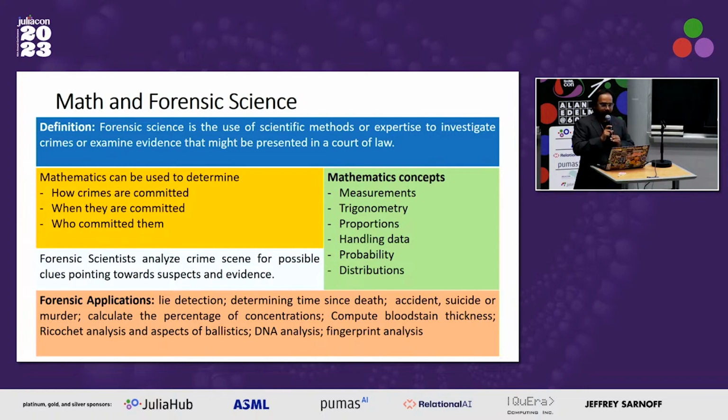Mathematics can be used to determine how crimes are committed, when they are committed, and who committed them. Some of the mathematics concepts which can be used are measurements, trigonometry, proportions, handling data, probability, and distributions. Of course, the list is endless. It depends on what kind of crime you are solving. Forensic scientists analyze the crime scene for possible clues pointing towards suspects and evidence. We are going to use languages like Julia to find out the evidence.